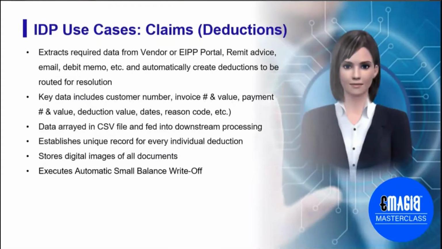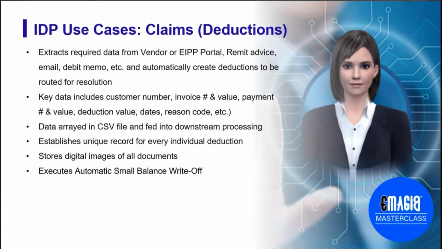We talk about claims from customers, also known as deductions, also known as short pays, also known as chargebacks. Basically, when a customer pays less than the full amount of the invoice. So where does IDP come into play? Well, it's the first step. It extracts the required data to process and resolve a deduction from its source.